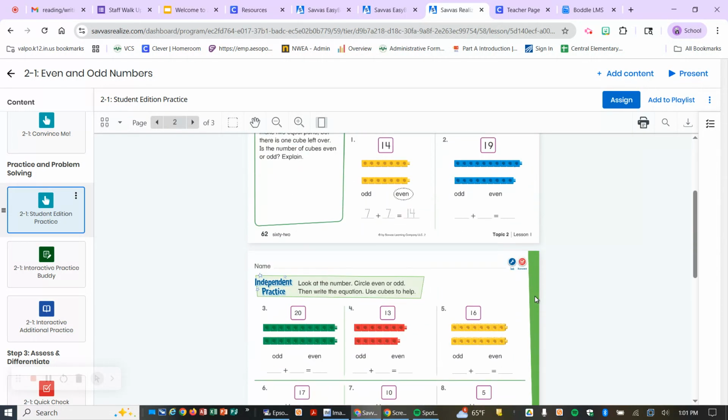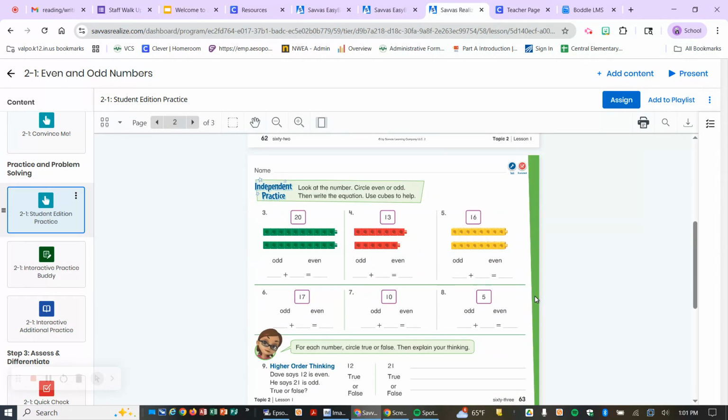Let's look at page 63. You are going to continue this job. Now, when they give you the blocks, you need to write a number sentence that is modeled by the blocks. So you cannot write like 15 and 5 for number 3 because you have 10 blocks and 10 blocks. So this needs to be a doubles fact. You need to use the blocks that are modeled here, count them up, and write them.